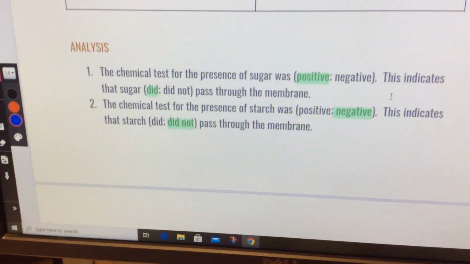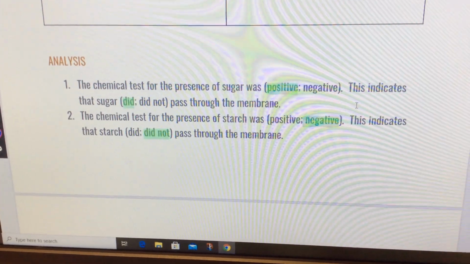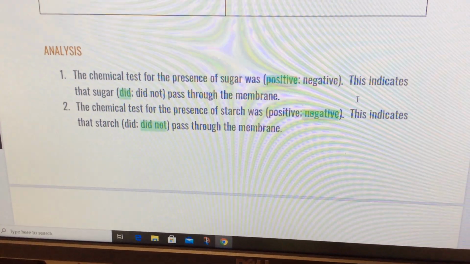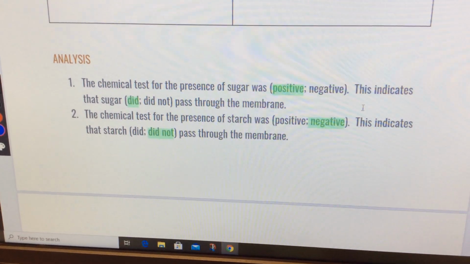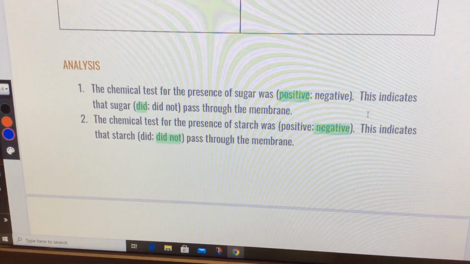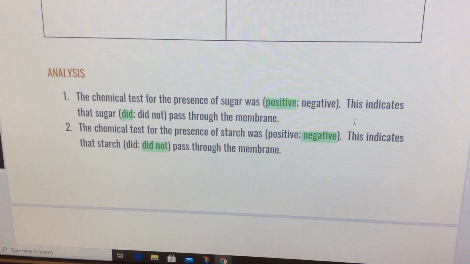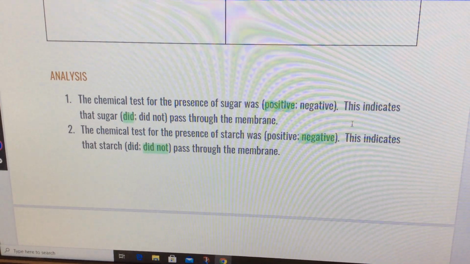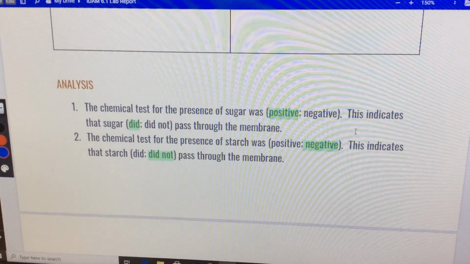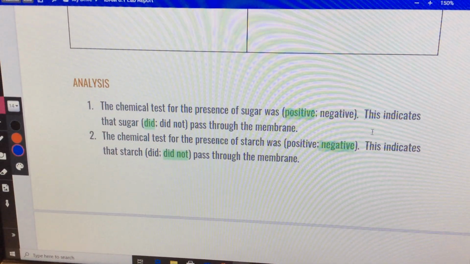Okay, if we look at our analysis, the chemical test for the presence of sugar was positive. This indicates that sugar did pass through the membrane. And the chemical test for the presence of starch was negative. This indicates that starch did not pass through the membrane.